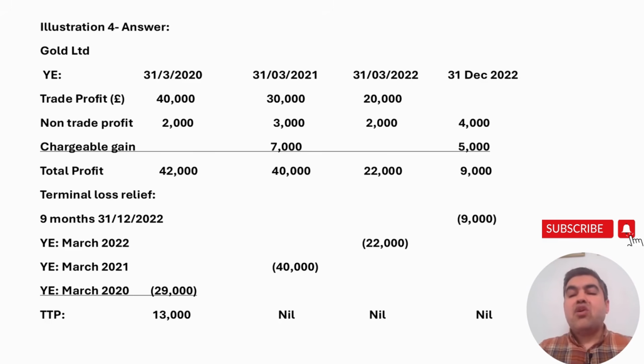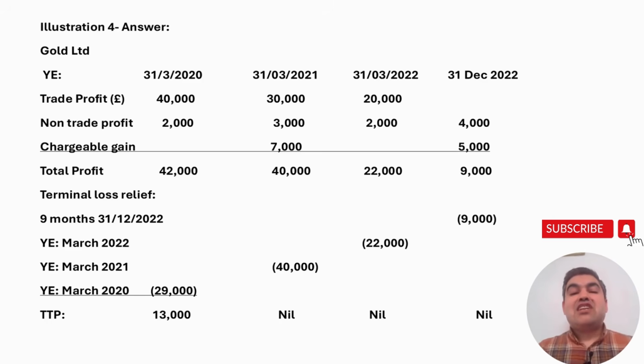Any losses from 31st December 2022, you take back and use 22,000 worth of trading loss against the total profit of 31st March 2022. If any loss is left, and we can see there are losses left because the trading loss is 100,000, then go to 31st March 2021 and add the total profit. We have trading profit of 30,000, non-trading profit of 3,000, and a chargeable gain of 4,000. So the total is 40,000. Then use any losses left from 31st December 2022 against 31st March 2021, so you use 40,000.